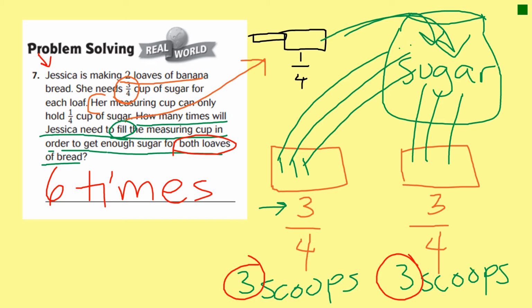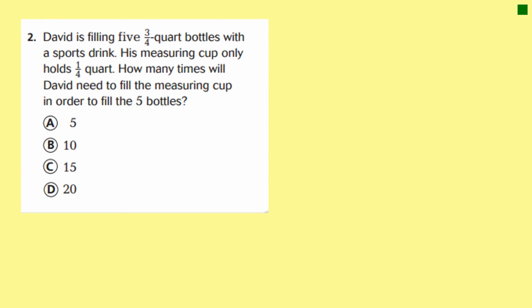All right? When we first read that, I was like, what? But then I chunked it out, I reread it, and it was like, oh, I gotcha. All right, here we go. This is on the back, the top. David is filling 5 3-quart bottles with a sports drink. His measuring cup only holds 1 quart. What's with these people with these small measuring devices? How many times will David need to fill the measuring cup in order to fill the 5 bottles?